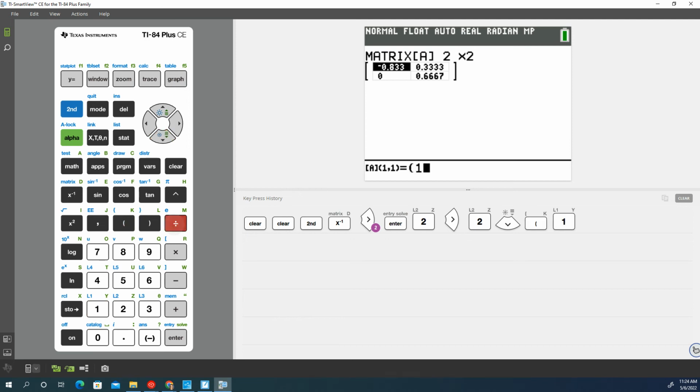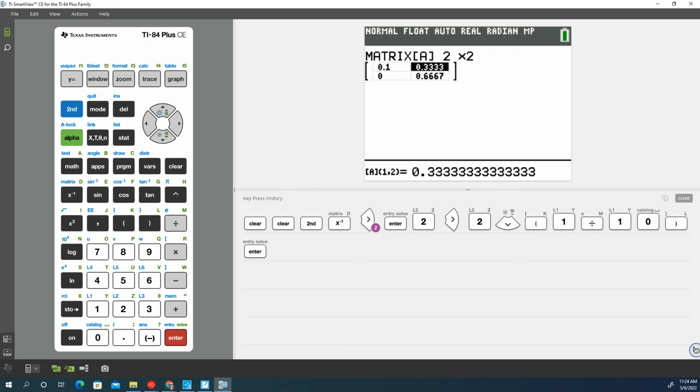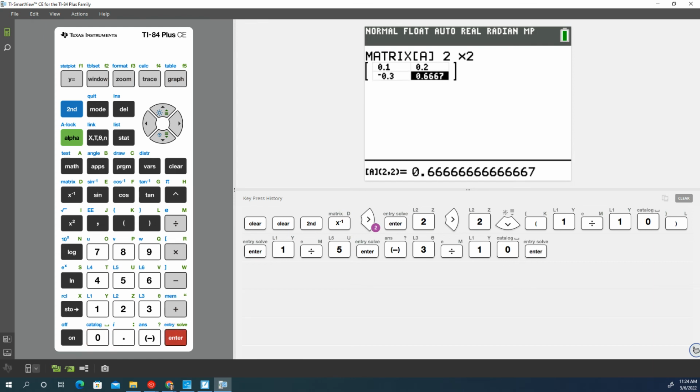So you got 1/10, 1/5, and negative 3/10. Obviously, you could type them in as decimals if you want. 1/5. Okay, that's stored in matrix A. Everybody know how to store matrices in your calculators? Yes. Okay. Don't ask me on the test on Tuesday how to do it. I won't. All right, so second quit.